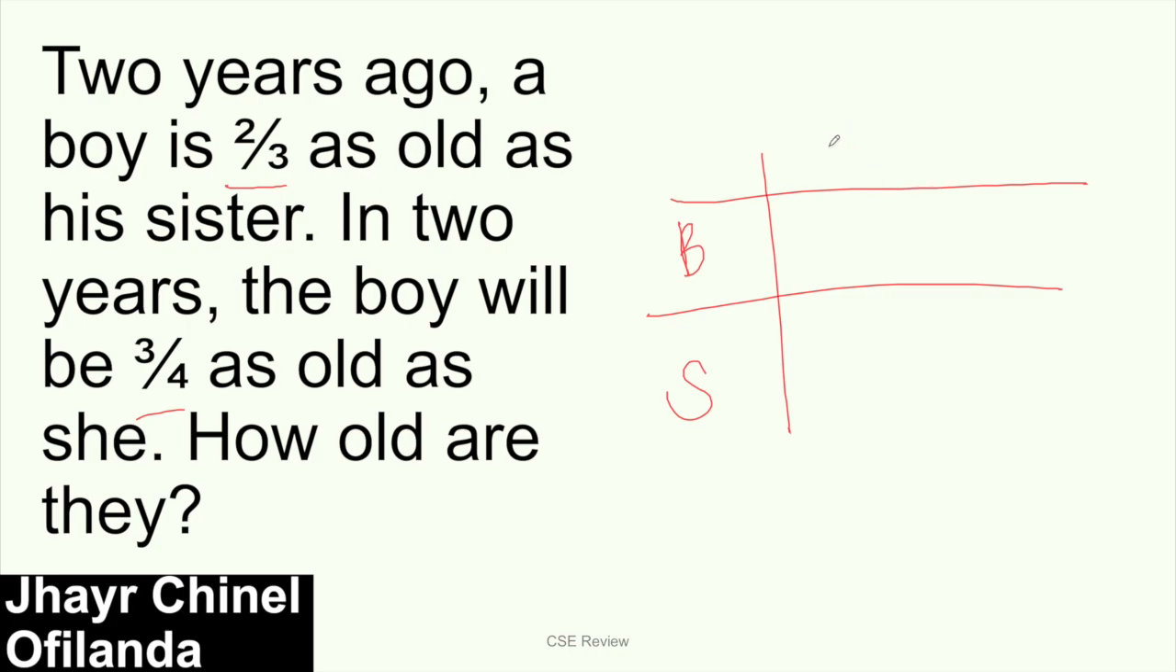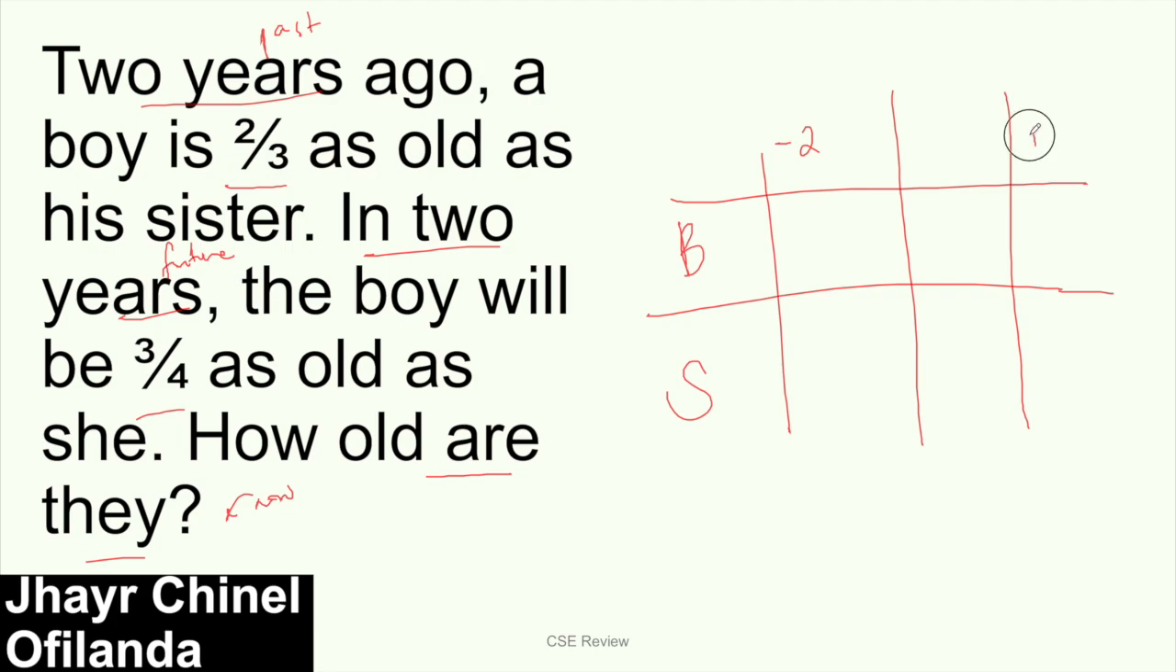Okay? 2 years ago, which is in the past, and then you have in 2 years, which is in the future. Now, how old are they? Ibig sabihin, meron kang now. So, meron ka ulit tatlong time period here, past, present, and future. You have 2 years ago and 2 years from now, and then your now. 2 years ago daw, yung age ni boy equals sa 2/3 ng kanyang sister. Ibig sabihin nun, kung si sister niya ay X, si boy ay 2/3 X.